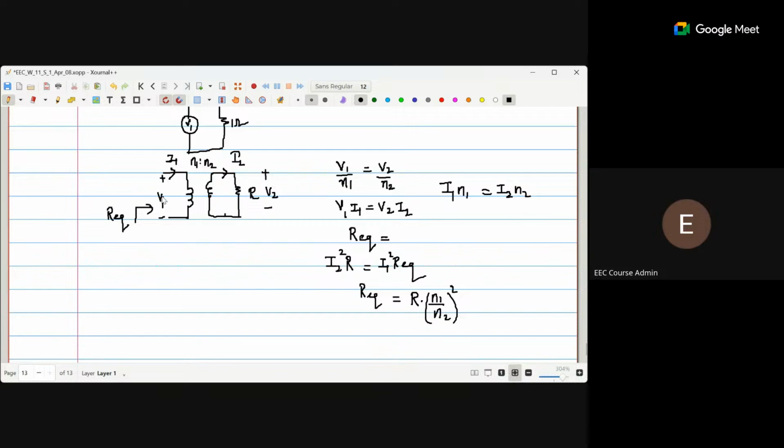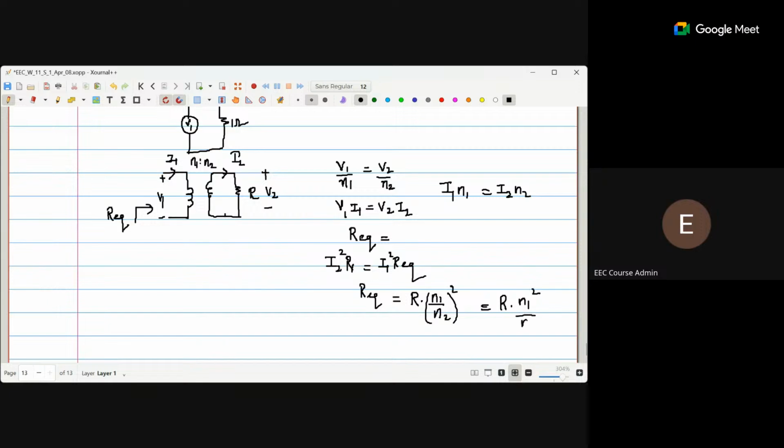So the power on both sides, primary side and the secondary side, can be equated. V1 I1 is the power referred to the primary, and this is referred to the secondary. So in terms of this current and resistance, I2 square R will be on the secondary side, that is equal to I1 square into R equivalent. So R equivalent will be I2 by I1 the whole square. I2 by I1 is nothing but N1 by N2. So N1 by N2 the whole square.